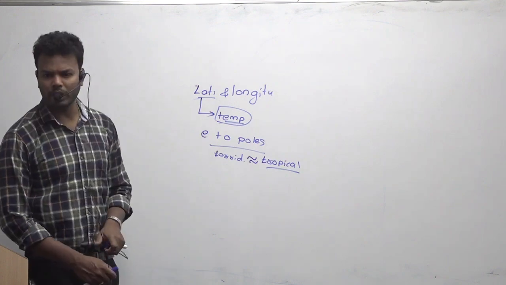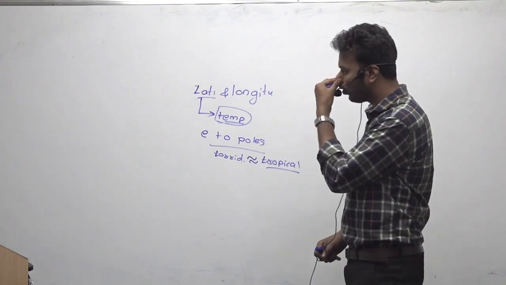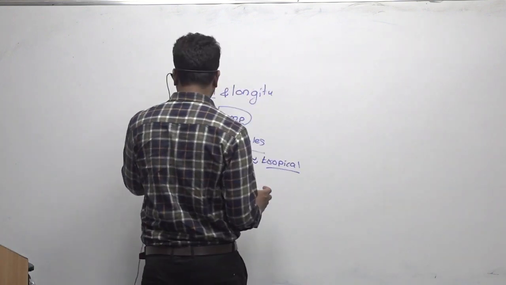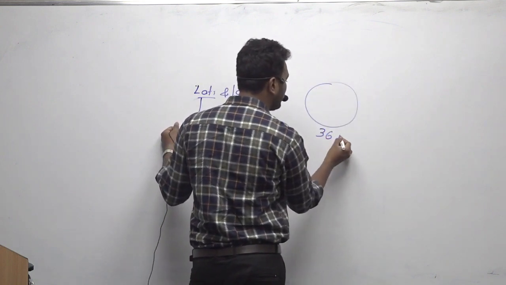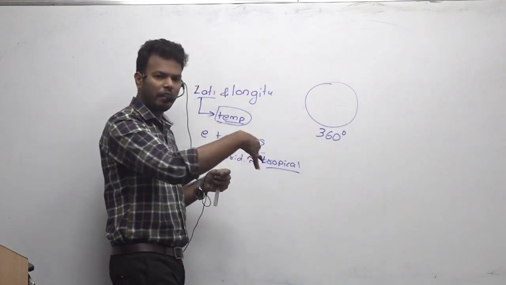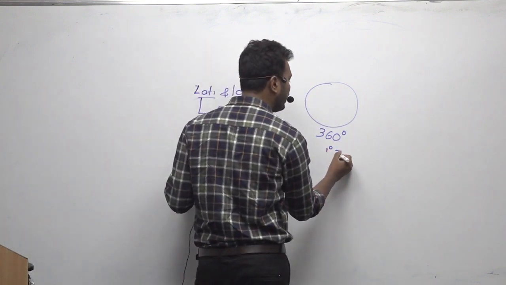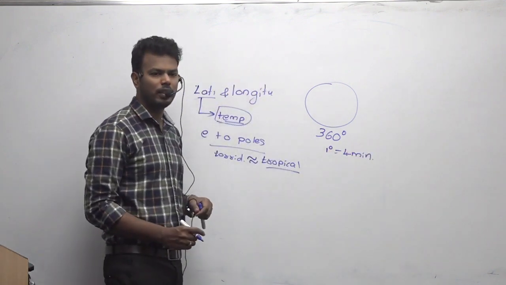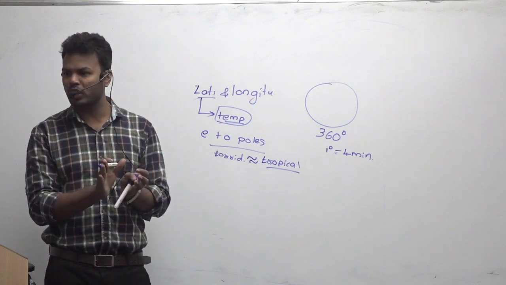Next is longitudes. Longitudes are particularly essential for finding out what? Time zones. As the earth is a globe, how many degrees will it have? A circle has 360 degrees. So I consider 1 degree equal to 4 minutes. 1 degree is equal to 4 minutes. It's a random calculation, with no particular physics law associated with it.